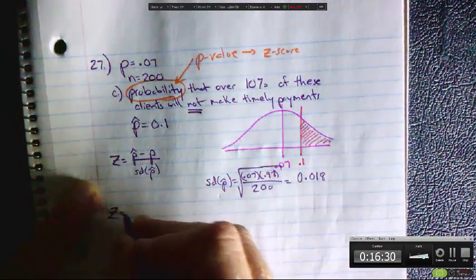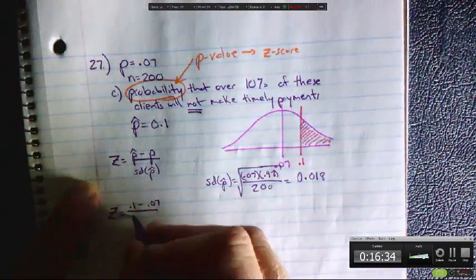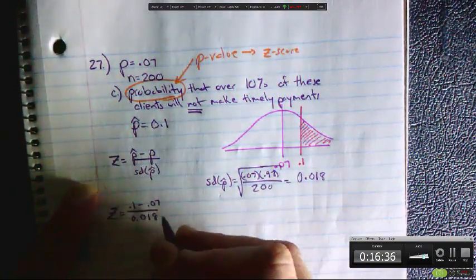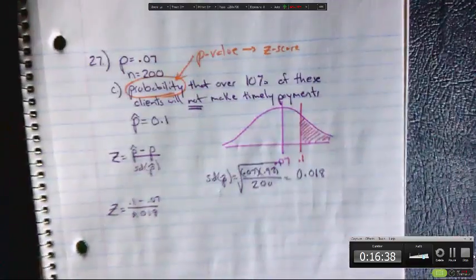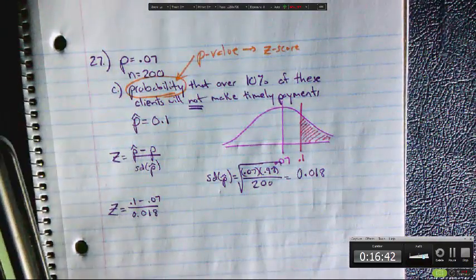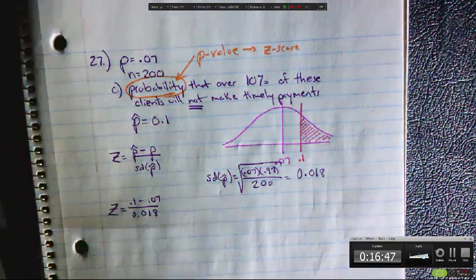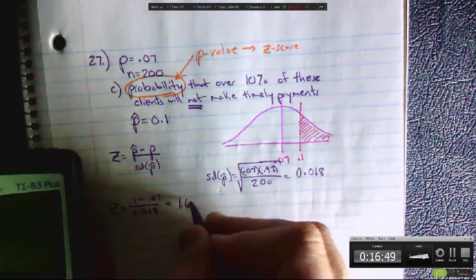Calculate this z-score. 0.1 minus 0.07, divided by 0.018. We get a z-score of 1.67.